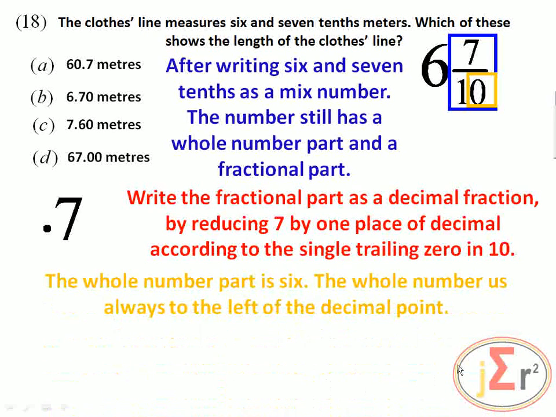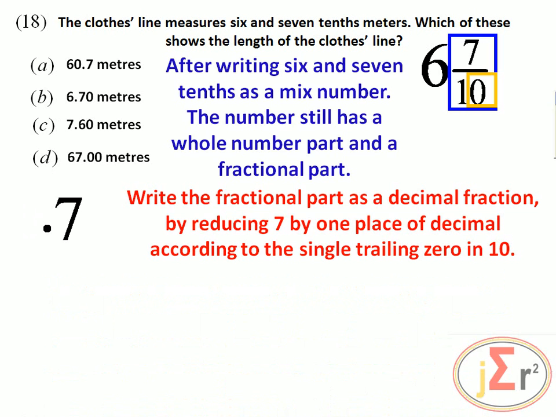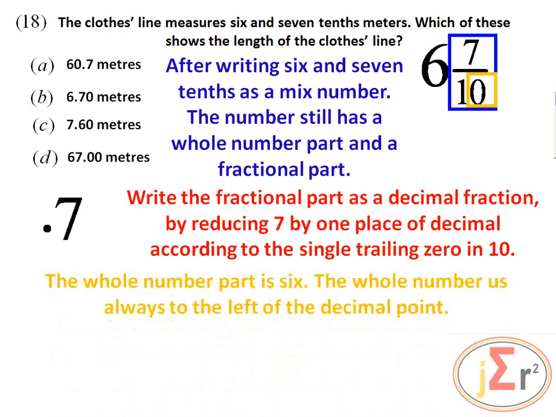The whole number part is 6. The whole number is always to the left of the decimal point. That's all there is to it. So what we have done is convert the vulgar fraction to decimal form, and we just include the 6 with it. And the 6 is the whole number.